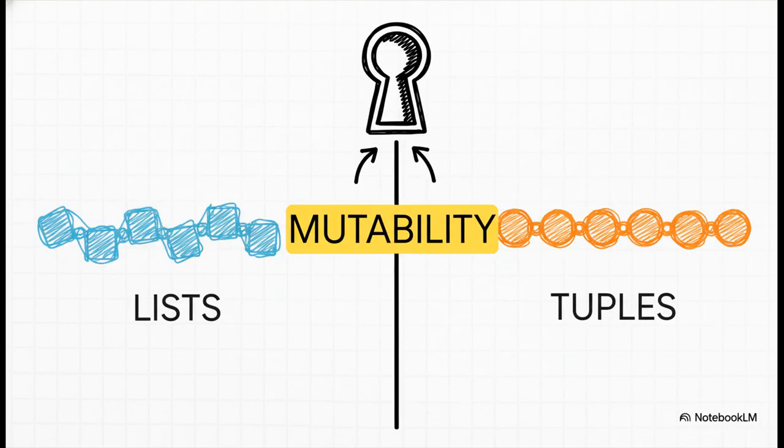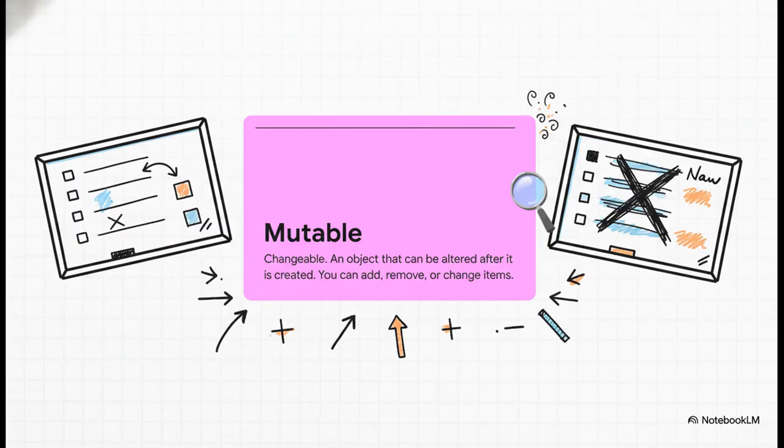Okay, let's get right to the heart of it. If there is one word you remember from this whole explainer, it has to be this one: mutability. This single concept is the great dividing line between lists and tuples. It dictates literally everything about how they behave. So what does mutable even mean? Well, at its core, it's actually super simple. It just means something is changeable.